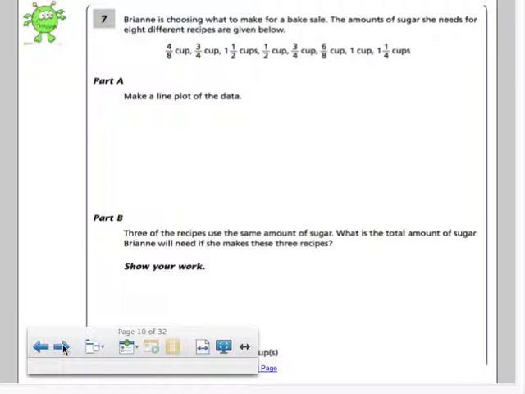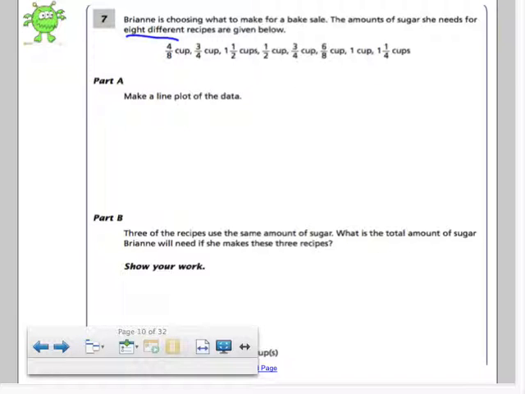I need a brave reader to read the very top of this problem. You get your voice in the video. Ready, set, Haley Lopez. Brianna is choosing what to make for a bake sale. The amounts of sugar she needs for 8 different recipes are given below.